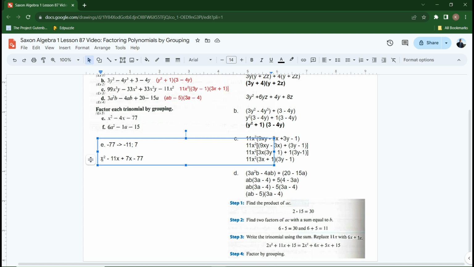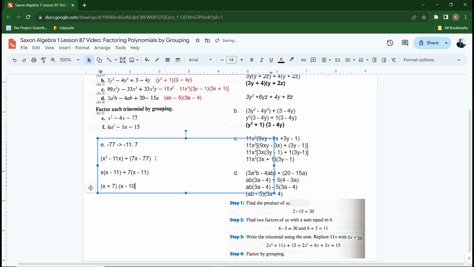But now I'm going to group my first terms together. I'm going to group my last terms together. And I'm going to factor this by grouping just like we did before. So this is going to be, let's see, what can I factor out of the first one? X times x minus 11 plus 7 times x minus 11. And that's going to give me x plus 7 times x minus 11 as the factorization of this one. And there we go.